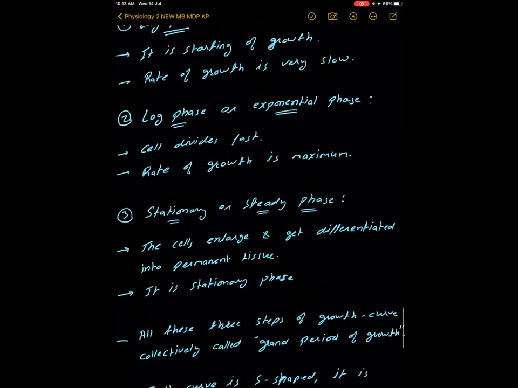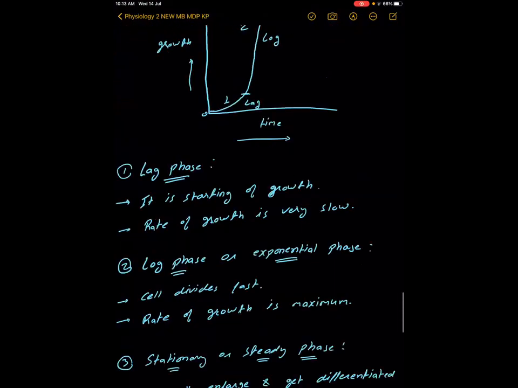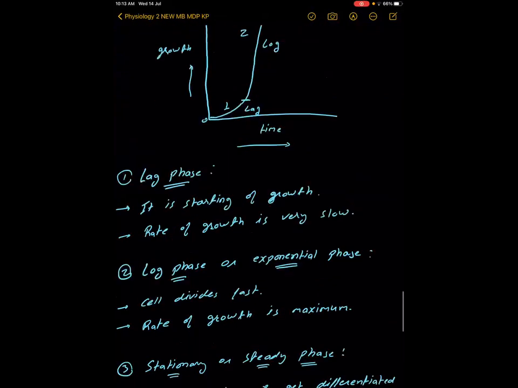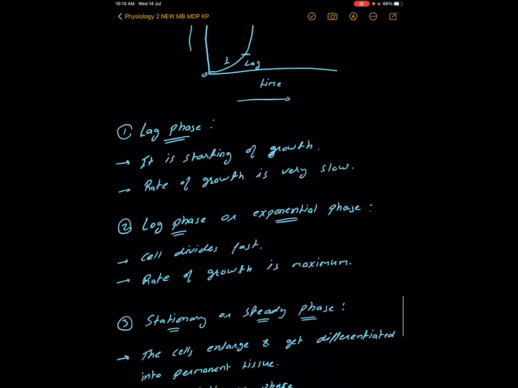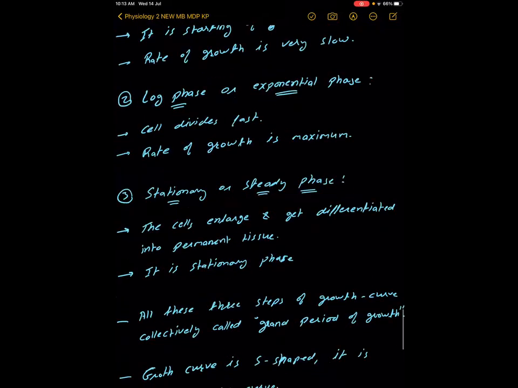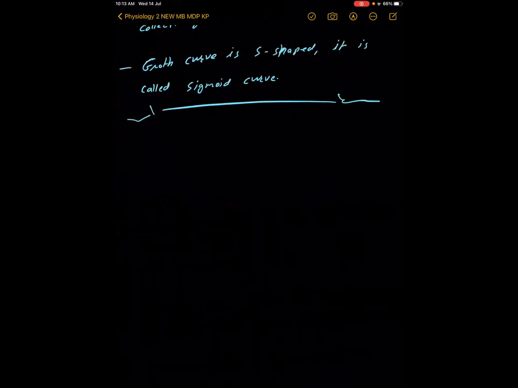Okay, so yes, this is the growth curve, no? First phase is lag phase, second is log, exponential, third is another term we use in growth. It is absolute growth. Absolute growth. What is absolute growth?